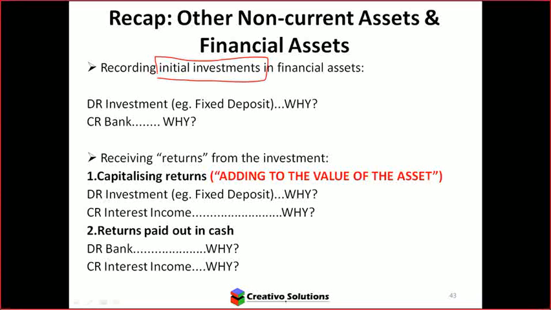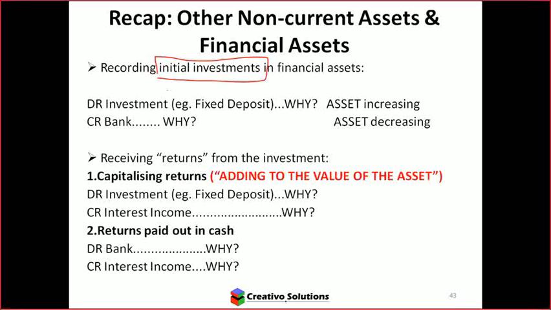I've just put the word investment. It could be anything. I've just put one example here, fixed deposit. There could be an investment in shares, investment in debentures, bonds, whatever. It could be anything really. Okay, and then the credit. Why do I credit the bank? Because it's decreasing. Exactly. I'm using cash to invest. Good.